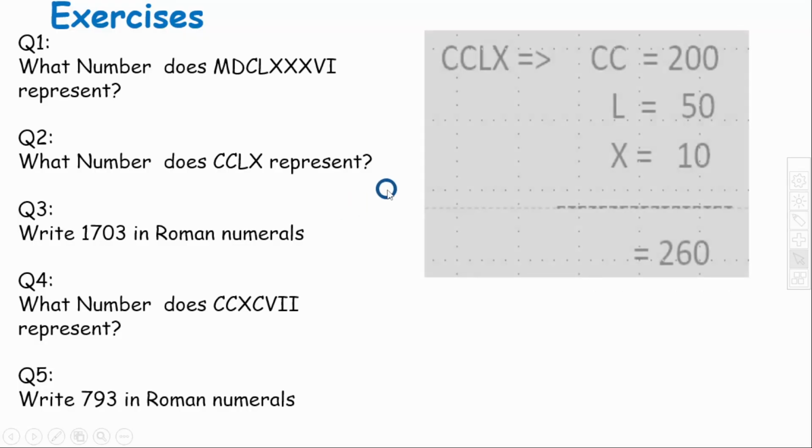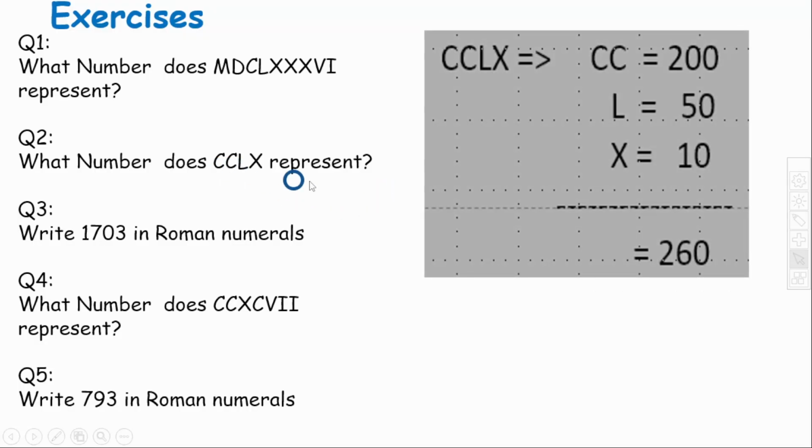Let's do the second question. CCLX. What number does CCLX represent? So we break it down. We can start from the very back here. X is what? 10. L is 50. And we have CC to be equal to 200. So we add it all together.